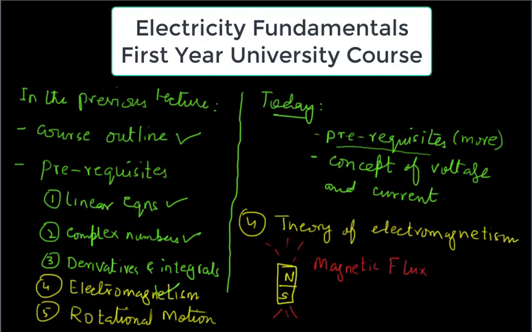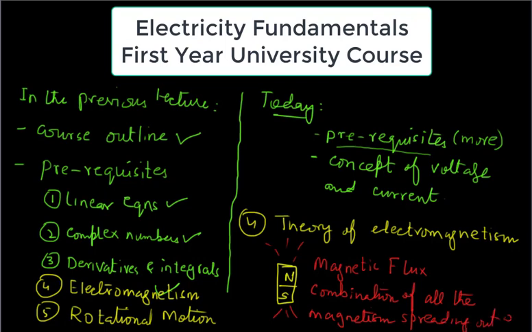What is magnetic flux? It's a representative, it's a combination of all the magnetism spreading out of a magnet.